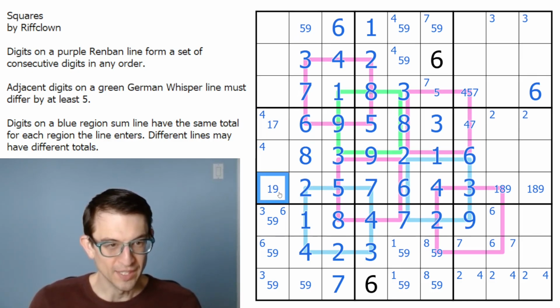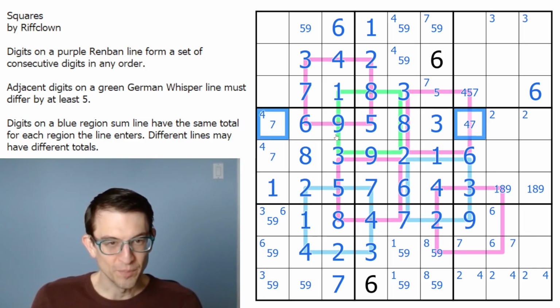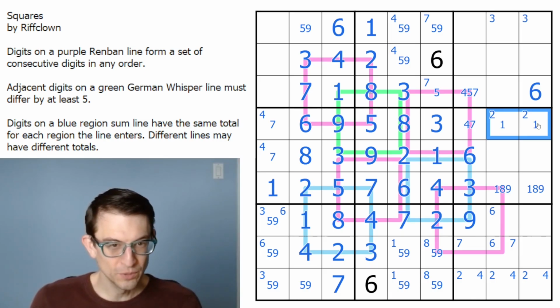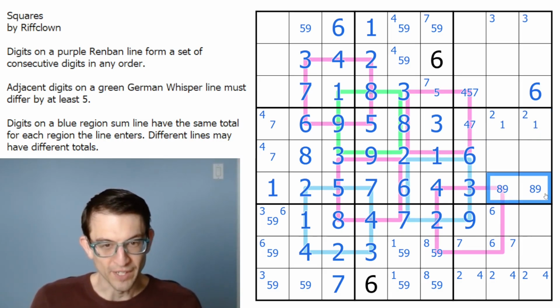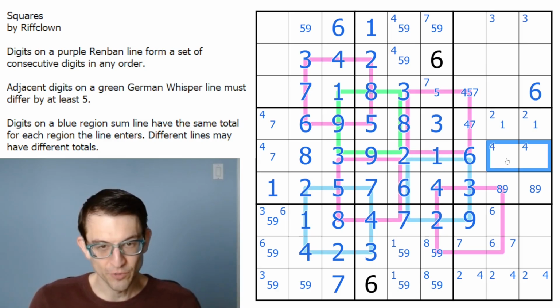This is not 9. So that's 1. This is just 4, 7. I've got this 4, 7 pair here. So this is 1 or 2. So those aren't 1. We got 8, 9. We're missing here the other 4, 7.